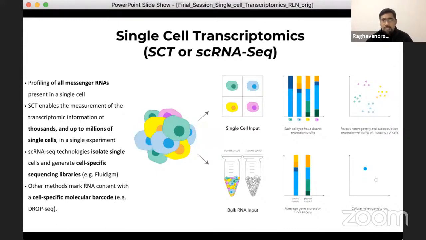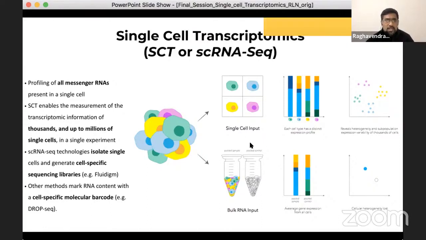Unlike the bulk RNA-seq profiling methods, where the sequencing libraries are generated from thousands of cells and an average expression data is generated, the single-cell RNA-seq technologies isolate single cells by various methods and then generate cell-specific sequencing libraries by marking the RNA content from a cell with a cell-specific molecular barcode. Such a technology enables the measurement of transcriptomic information for thousands or even up to millions of single cells in the right conditions.